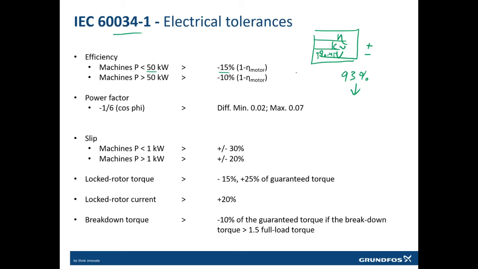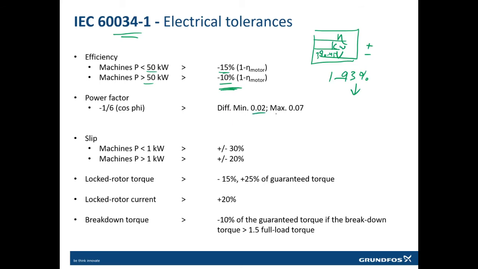That is, you take 1 minus this, and then the result should not go 15% lower. And for 50 kilowatt and above, it should not go less than 10%. That means for every motor which follows this criteria, you can rest assured that the efficiency they publish in their data booklet will not go below these parameters.